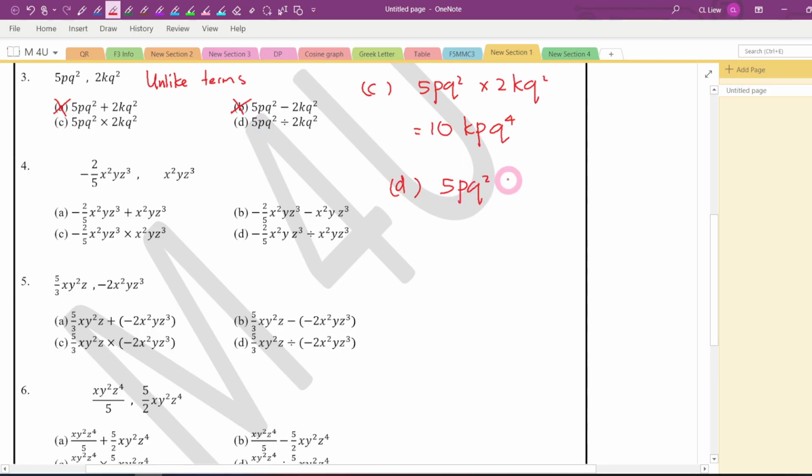5pq squared divided by 2kq squared. So again, if you're not familiar with this, you can change it to become this. 5pq squared over 2kq squared. So 5 over 2, you don't have to change it to 2.5. You just copy 5 over 2, it is okay. P over k, we cannot do anything. For the p and k, we'll just copy p and k. And the q, this is q squared, this is q squared. We can simplify that. So no more q. So this is the final answer.